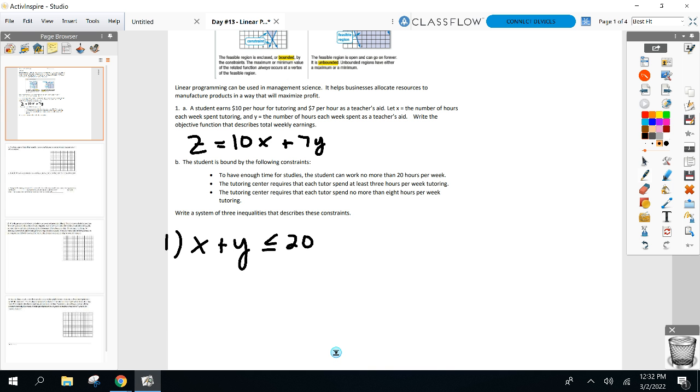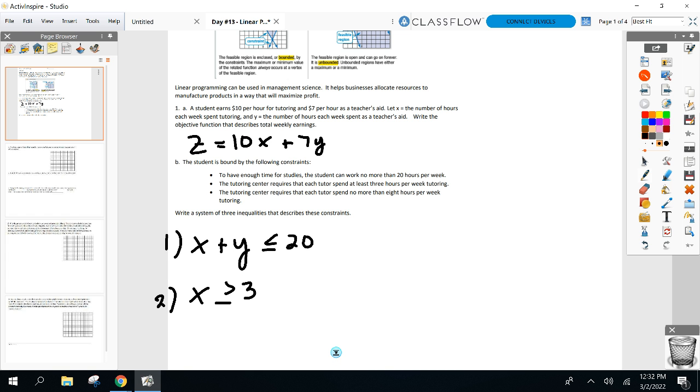Second one, I have to spend at least 3 hours per week tutoring. The center requires at least 3 hours a week tutoring. Just tutoring. What variable are we talking about? X, yep. We're just talking about X. And they require me to do at least 3. Like having at least $3 in your pocket. Greater than or equal to 3. So the hours I spend tutoring have to be greater than or equal to 3.